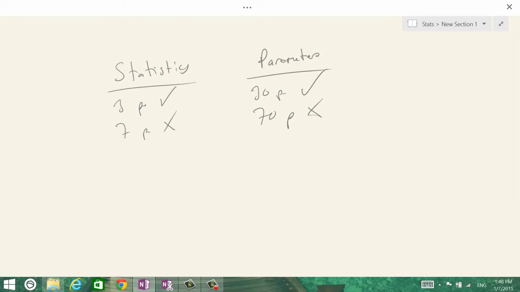Your statistics is the data that you've actually gathered. This is a fact. It's a statistic. That's a fact of the 10 people that you took out, that 3 people like math and 7 people don't like math. But if you look at parameters, you've now taken something from the smaller sample size and applied it to the larger population size, and you have 30 people that like it and 70 people that don't, and that would be a parameter.